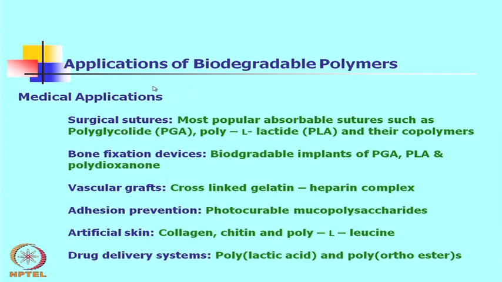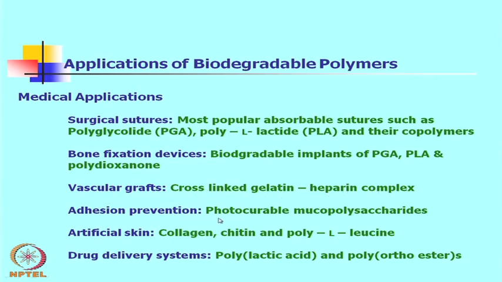And for the application of biodegradable polymers, we can mention the surgical sutures. So, the most popular absorbable sutures are polyglycolide PGA, poly-L-lactide PLA and their copolymers. These are used as very good bioabsorbable sutures. Bone fixation devices, say these bone fixation devices are made from polyglycolic acid, polylactic acid and polydioxanone along with other materials. Vascular grafts are made from cross-linked gelatin heparin complex.